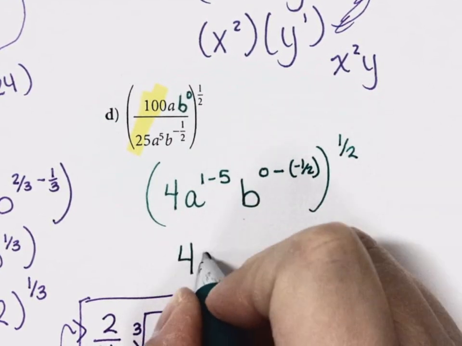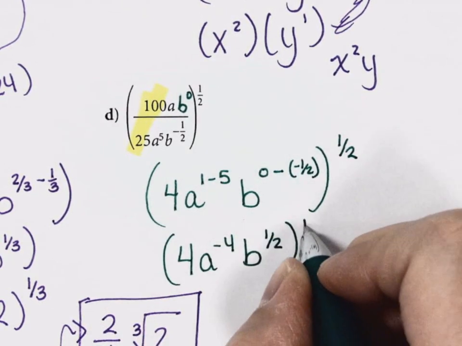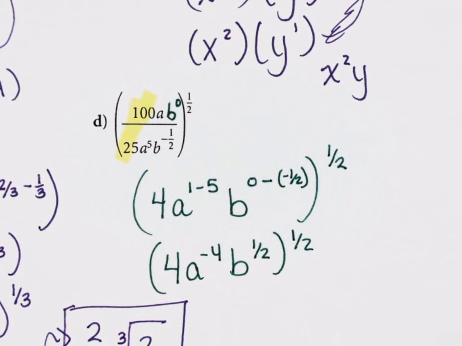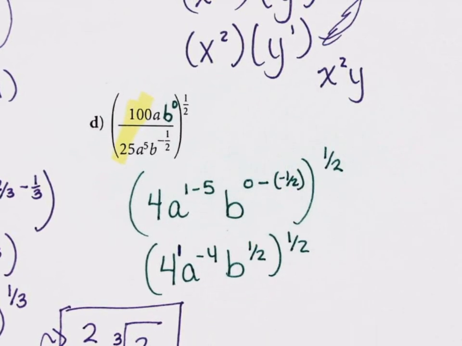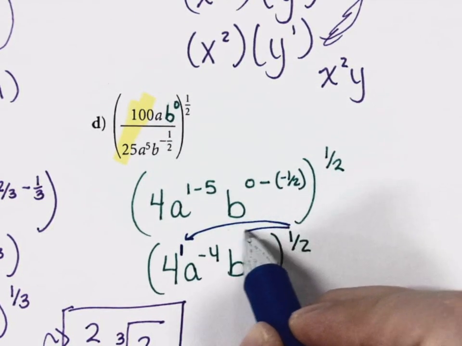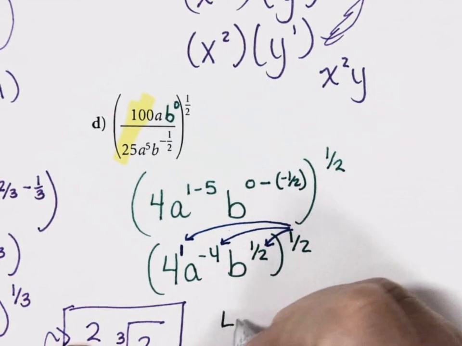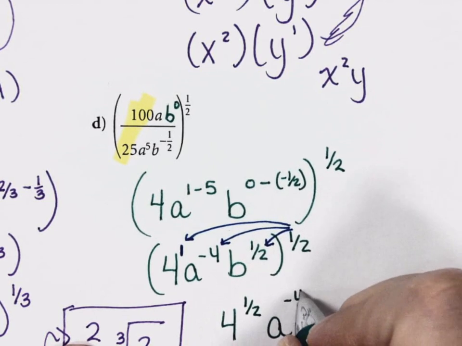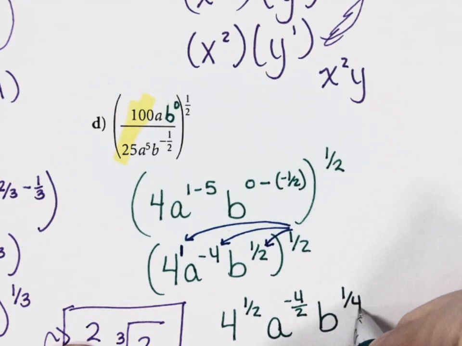Whew, this is not friendly numbers. But that's okay. We're smart people. We can do this. We're going to remember that there is an invisible exponent of 1 on the 4. That helps better for the leapfrogging. So the power rule says I've got to multiply it by the exponents in the bracket. So I'm going to have 4 to the exponent 1/2, a to the exponent negative 4 over 2, and b to the exponent 1/4.